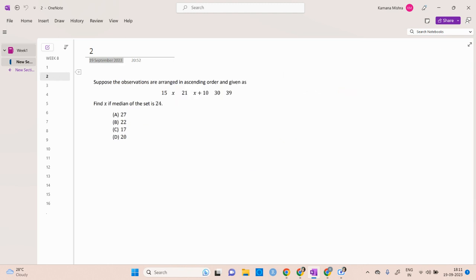Now the next one: suppose the observations are arranged in ascending order, and we need to find x if the median of the set is 24. Firstly, you can see 1, 2, 3, 4, 5, 6. So 6 terms are there. Just a minute.